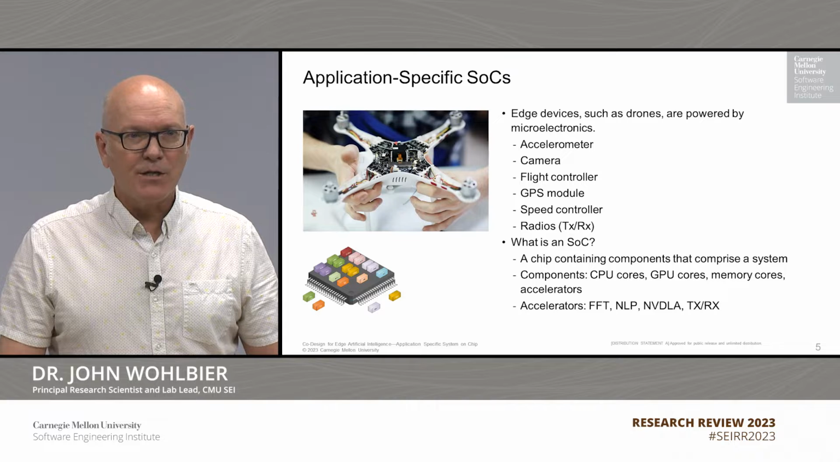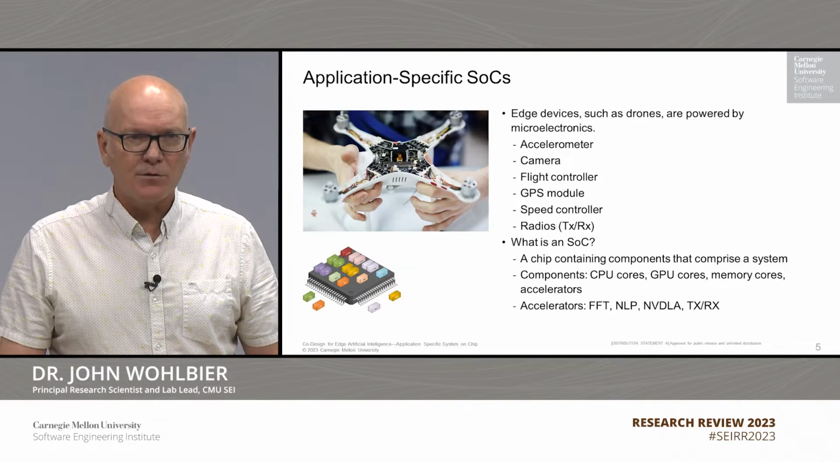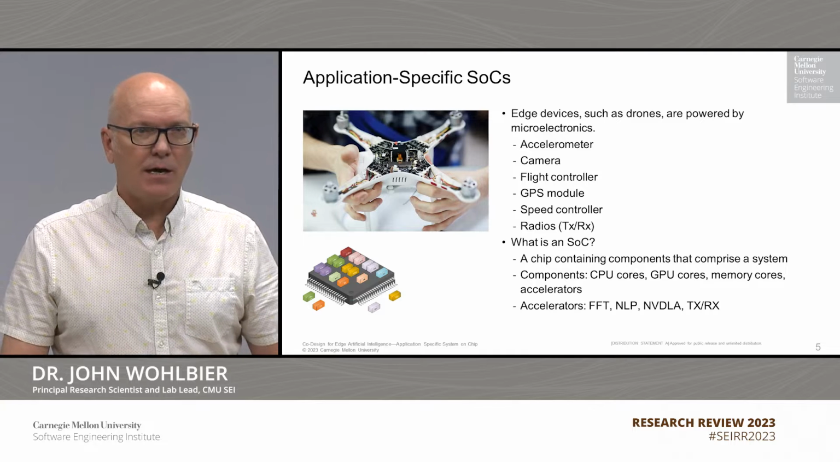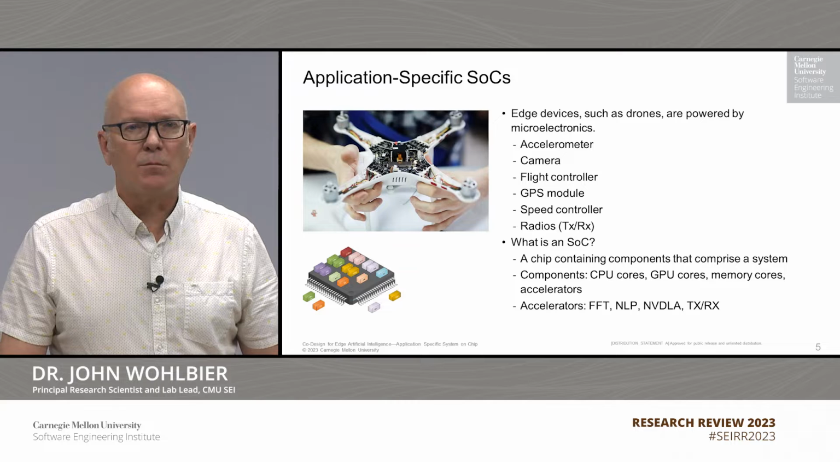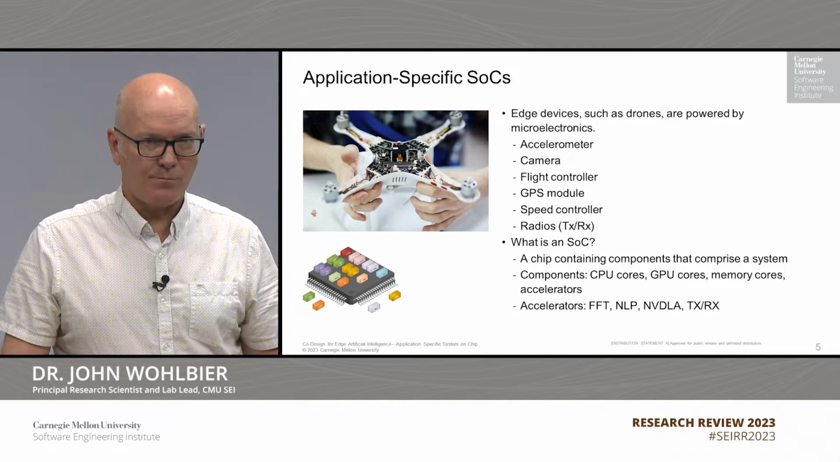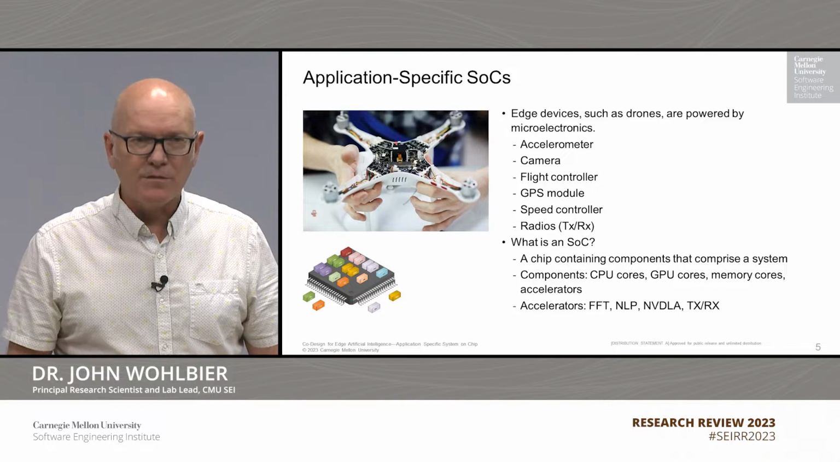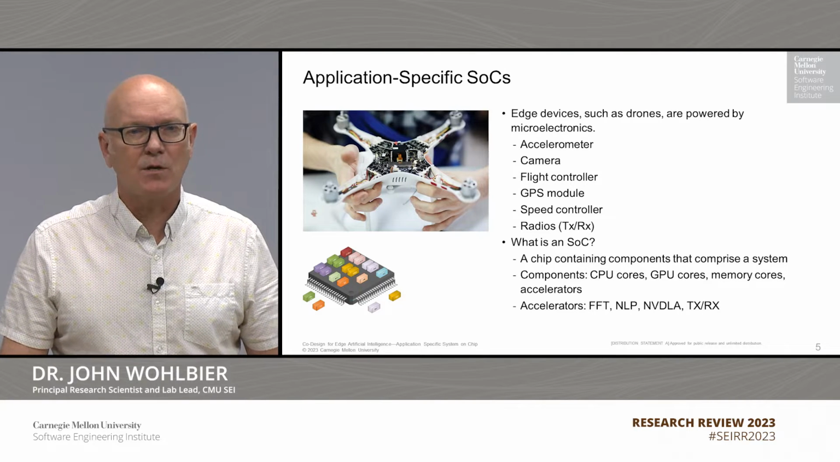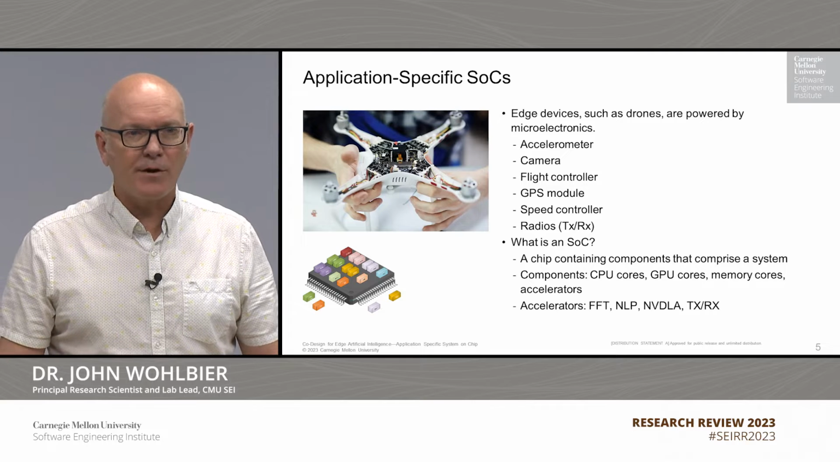What is a system on chip? Well, you can think of one of those chips in those microelectronics in the top image and exploded down into the bottom image. One chip has many functions that comprise a system. The kinds of components that go into one of these systems include CPU cores, that's for central processing unit, GPU cores for graphical processing unit, memory cores, or accelerators.